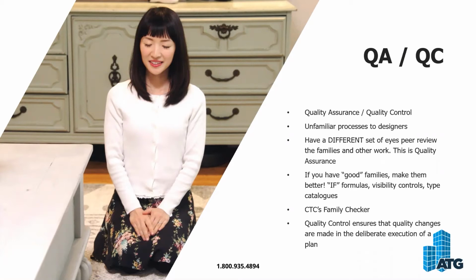Then, so we've only talked about quality assurance. Quality control ensures that quality changes are made in the deliberate execution of a plan. So that's actually the execution of fixing the quality. If you start with that CTC family checker, now you've started quality control. We're actually going to fix the things that are deficient in our quality assurance that we found by implementing a quality control plan. And this is a checklist. You run down the checklist, given a certain amount of hours per week or per quarter, however you guys phase that in.